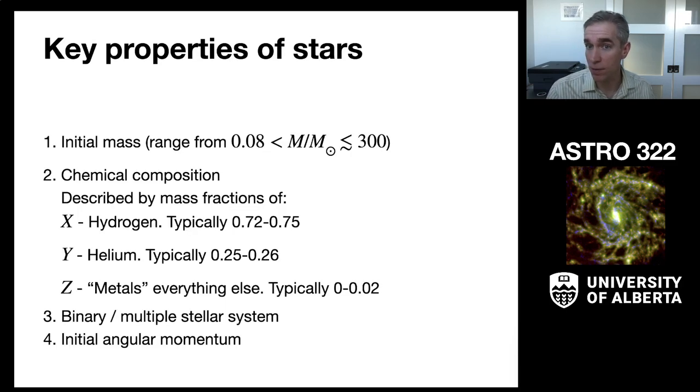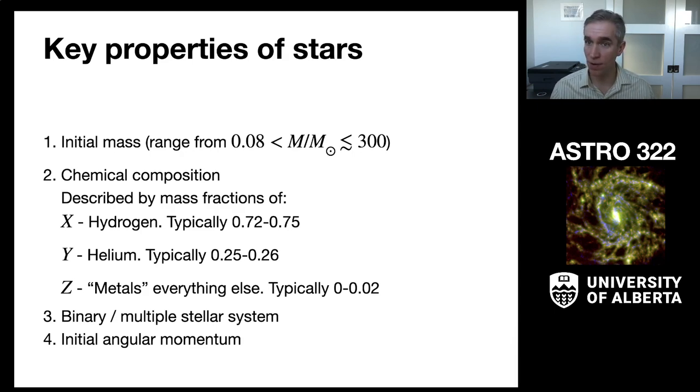To get started, I want to talk a little bit about what we mean by a star. Now, a star is a self-gravitating object. It has a bunch of gas in it, and it has a typical range from about a tenth of a solar mass, 0.08 solar masses, up to an upper limit of about 300 solar masses. And we really don't quite know what the upper limit is because stars at that level are very hard to measure.